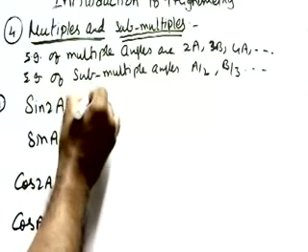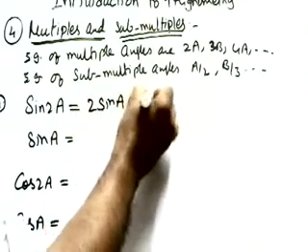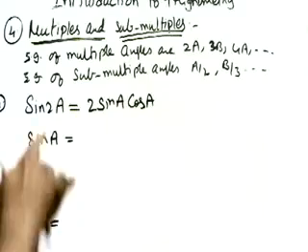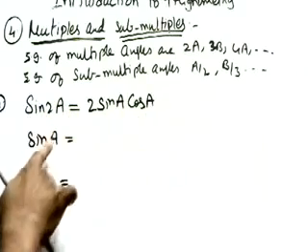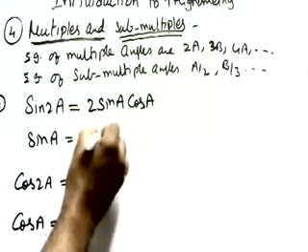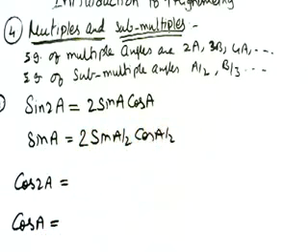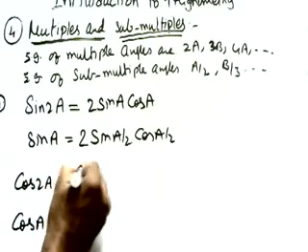So we are having the sin 2A formula. These are very important formulas. Sin 2A is 2 sin A cos A. But if you have 2A here, it will be A here. If you have A here, it will be A by 2. So what will be the formula? 2 sin(A by 2) cos(A by 2).